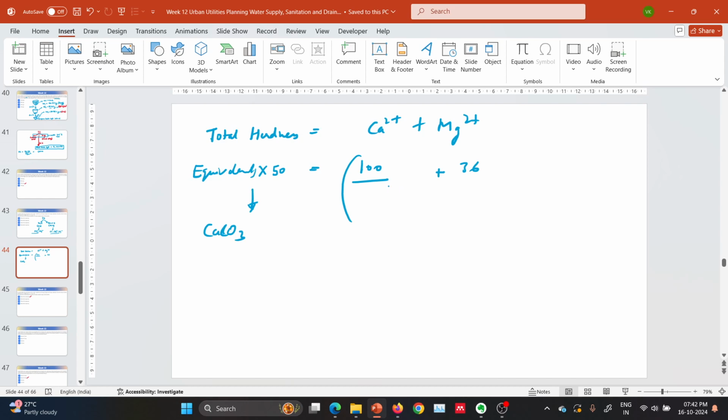Let's understand. 100 divided by 20. Calcium weight is 40, we will take it as 20 because it has 2 valency. Magnesium is 24, we will take it as 12. And then these are the equivalents. If we want to convert these equivalents in terms of CaCO3, we will multiply with one equivalent weight of CaCO3, that is 50.